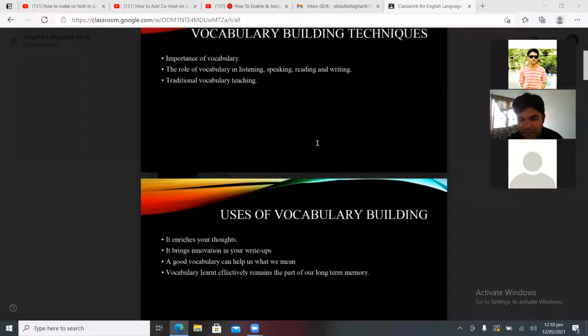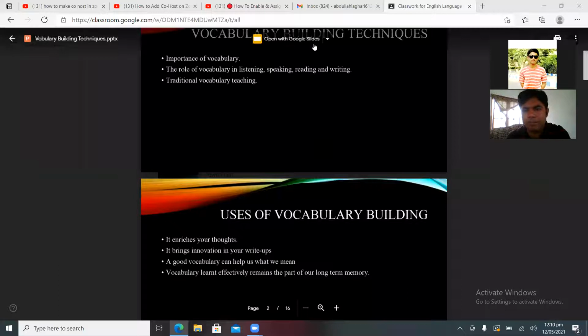Vocabulary learned effectively remains a part of our long-term memory. You know, there's short-term memory also, there's long-term memory also, psychologically speaking. Once you learn vocabulary effectively, that becomes part of your long-term memory. Effectively, in the sense, if it becomes practical, if you're using it in your spoken English, if you're using it in your written English, then it becomes a part of your long-term memory, and you can speak it well and you can write it well as well. Okay.